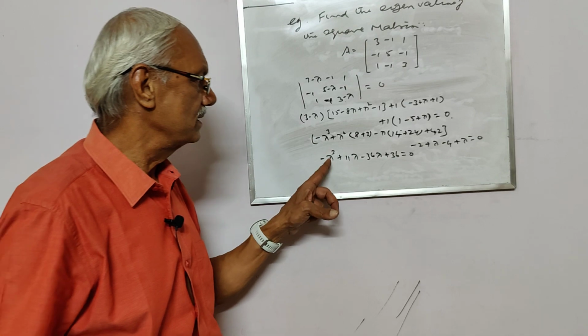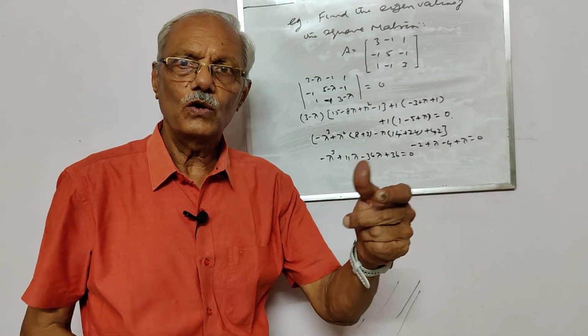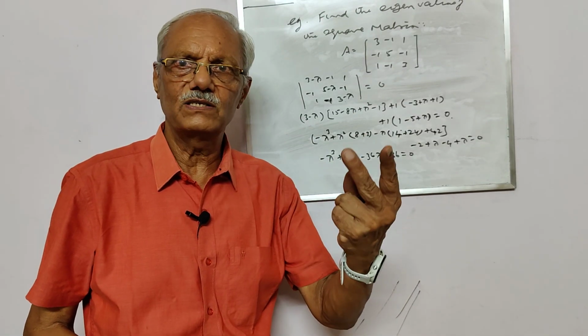So what is the meaning of this? This is a cubic equation. Solve for how many values will be there? 3 values will be there.